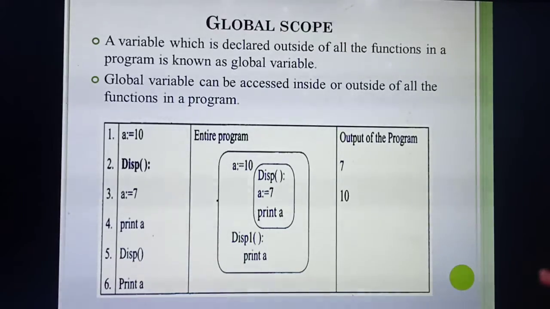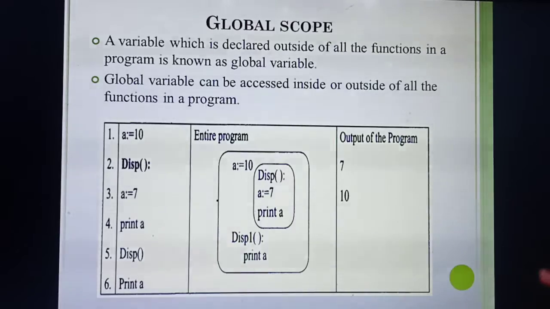Understood the difference between global variable and local variable? The global variable can be accessed anywhere inside the program, but local variable can be accessed only inside the function alone. Understood? See the third line. So you are going to print A, printing the value of A. So listen carefully. Next you are going to write one more function. Fifth line. See the fifth line. Again you are going to write one more function.